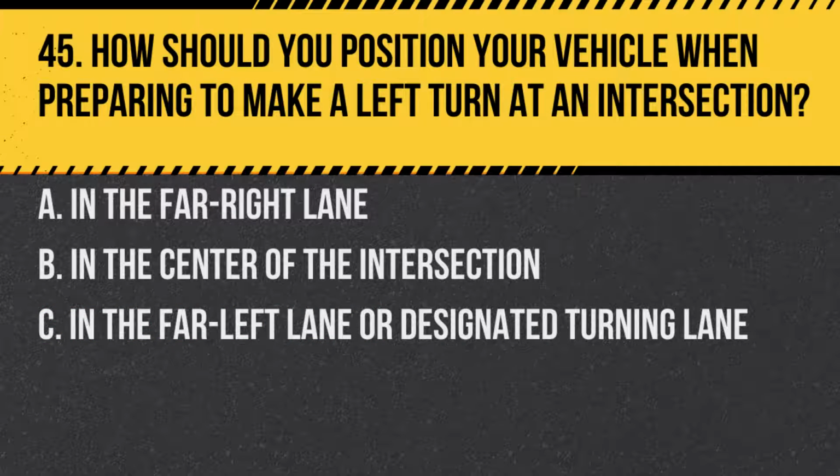How should you position your vehicle when preparing to make a left turn at an intersection? A. In the far right lane. B. In the center of the intersection. C. In the far left lane or designated turning lane. Answer: C. In the far left lane or designated turning lane. When preparing to make a left turn at an intersection, position your vehicle in the far left lane or in a designated left turn lane.